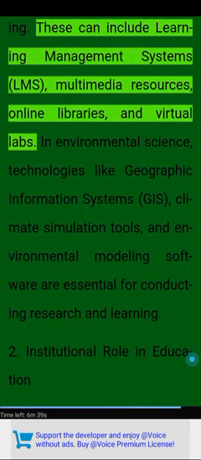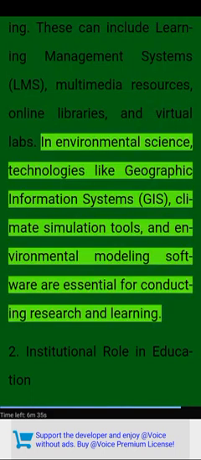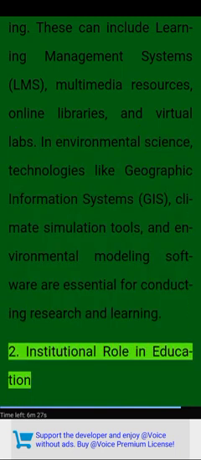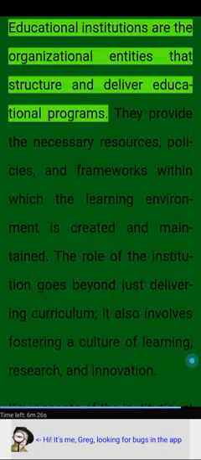These can include learning management systems, LMS, multimedia resources, online libraries, and virtual labs. In environmental science, technologies like geographic information systems, GIS, climate simulation tools, and environmental modeling software are essential for conducting research and learning.